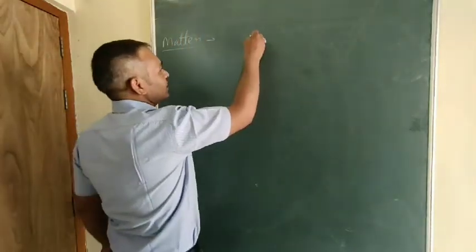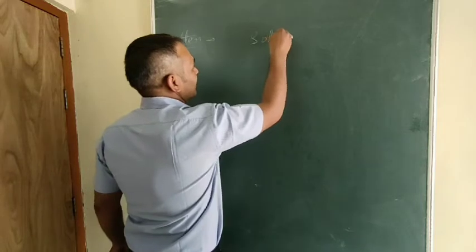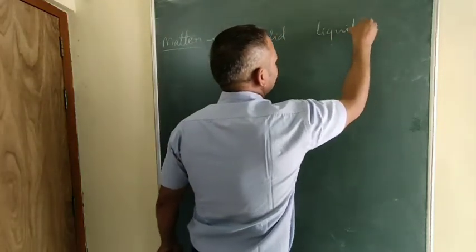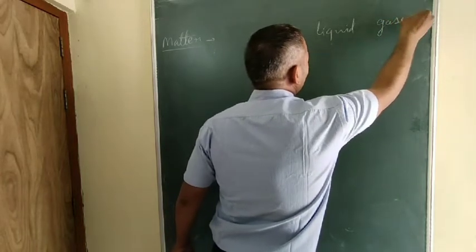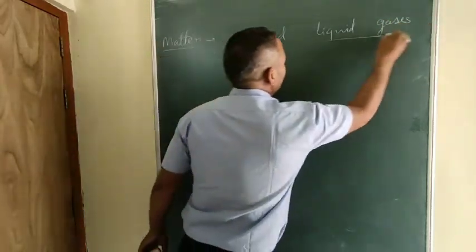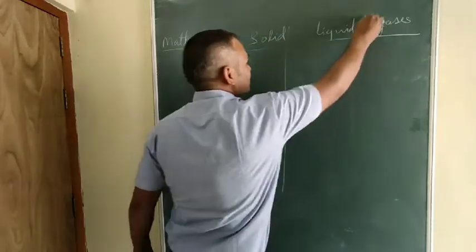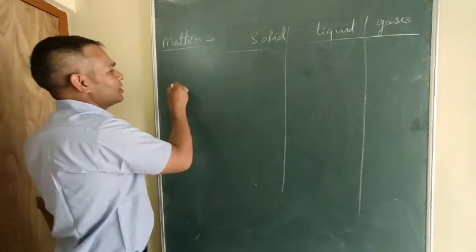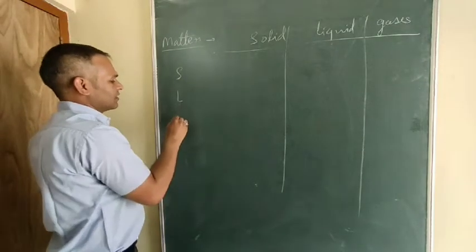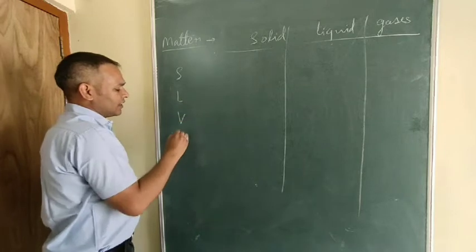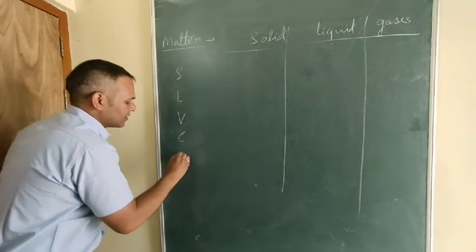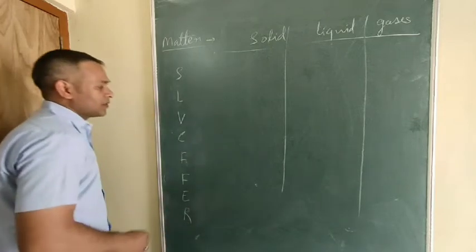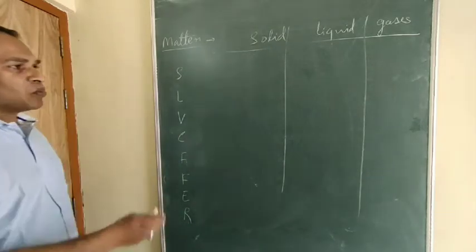Matter can be divided into 3 parts: solid, liquid and gases. Already you know. We will learn about the difference, comparison as well as their properties. For that you can simply learn as Lucifer. If you have learned these words, you can elaborate easily.